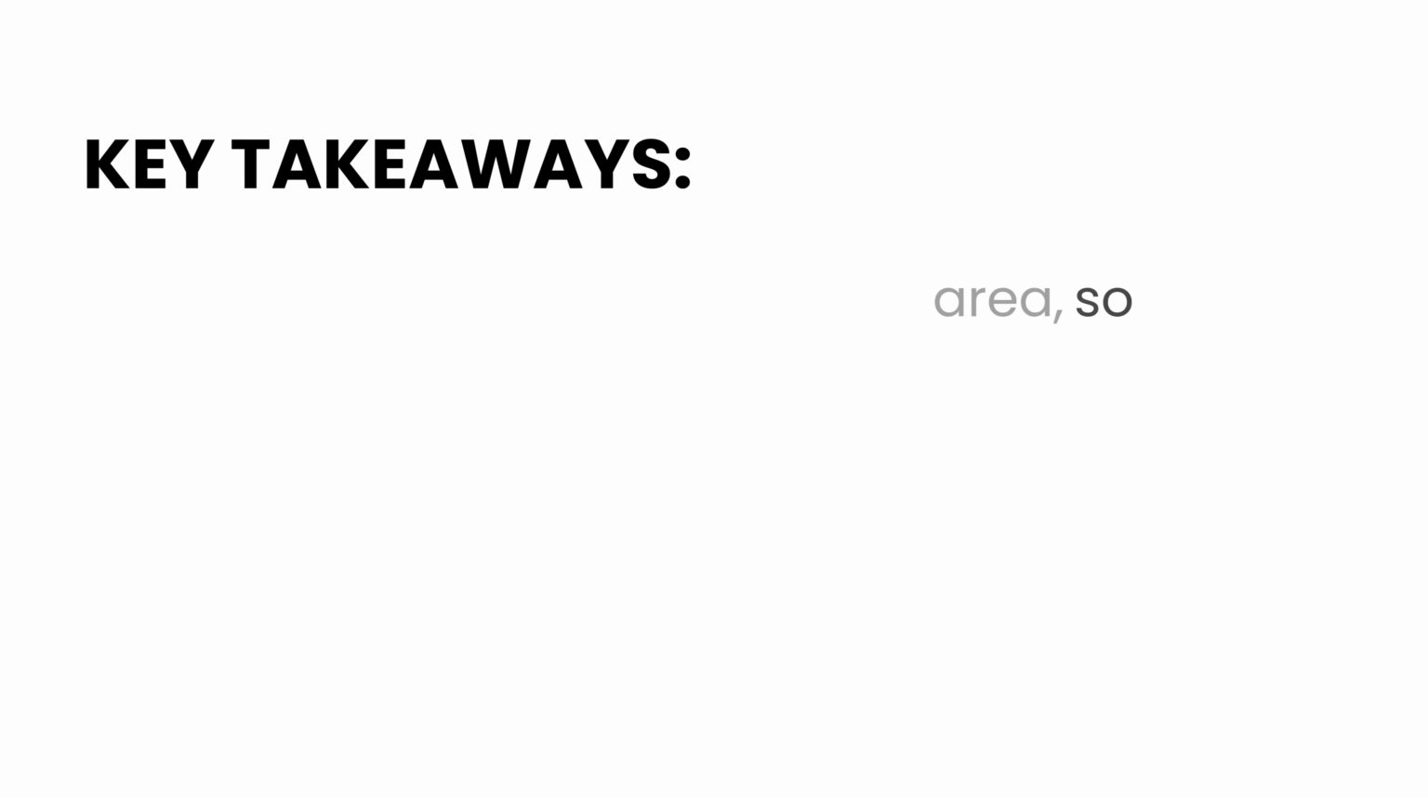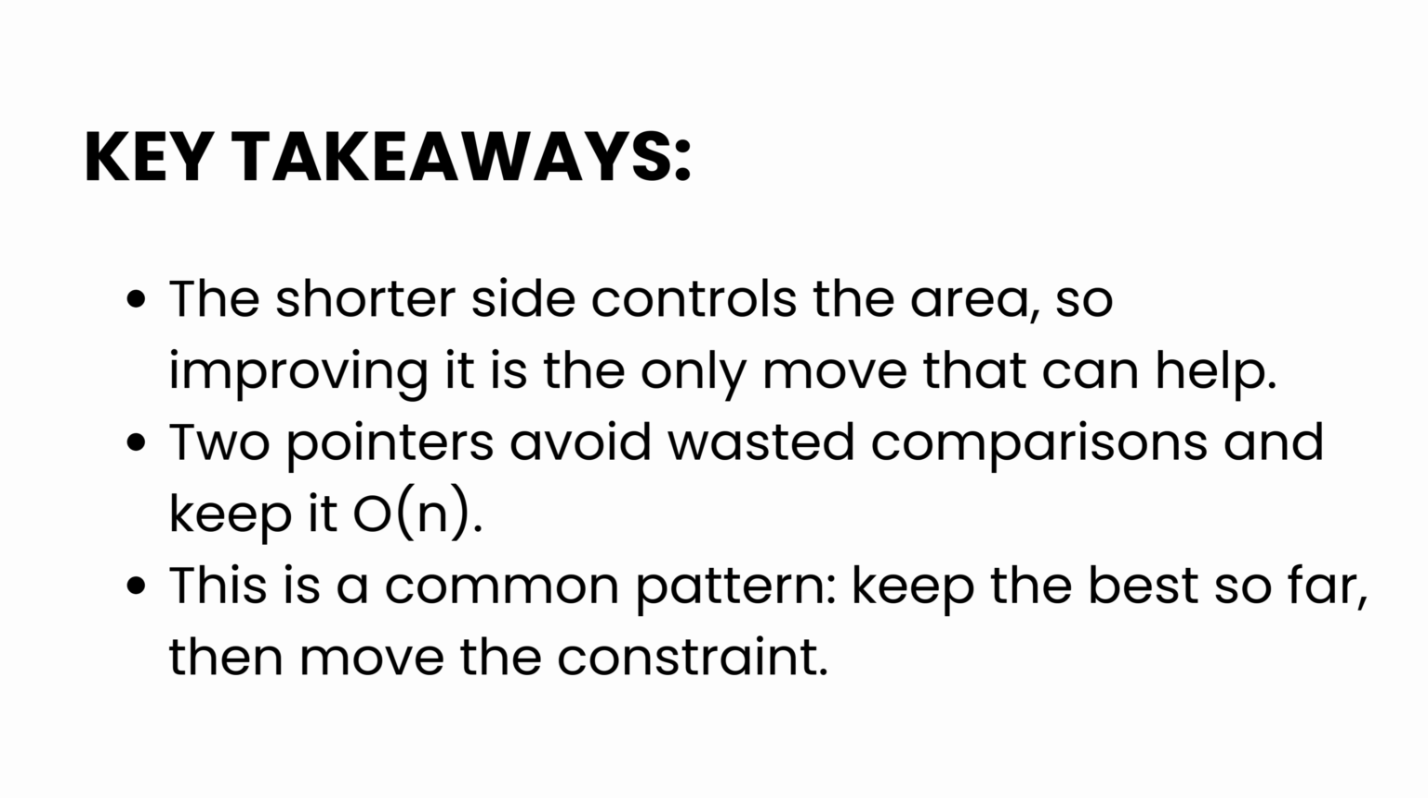The takeaway is that efficiency often comes from understanding what truly controls the outcome. Once you recognize that the shorter height is the bottleneck, the 2-pointer strategy becomes a natural way to solve the problem in linear time with confidence.